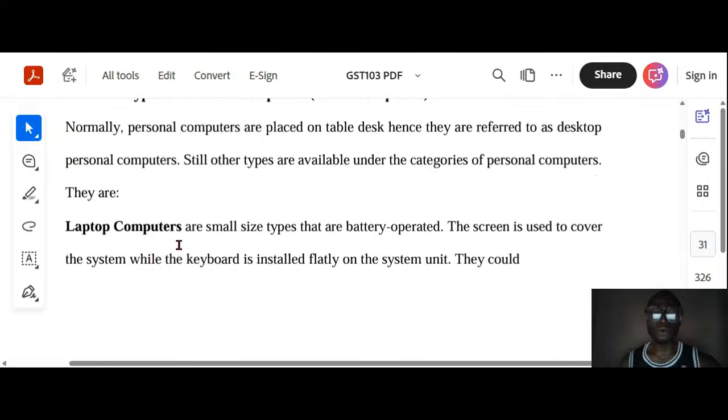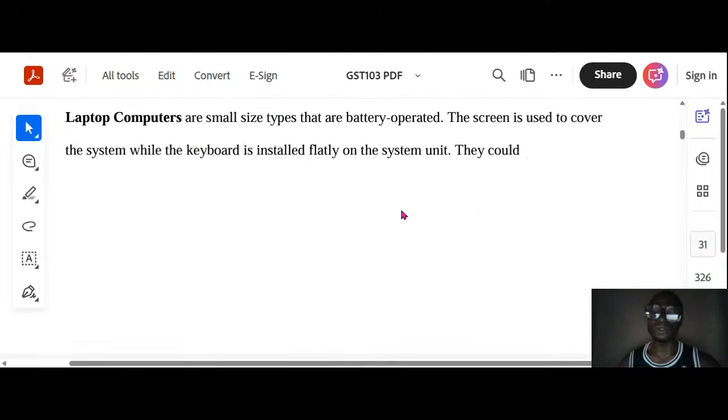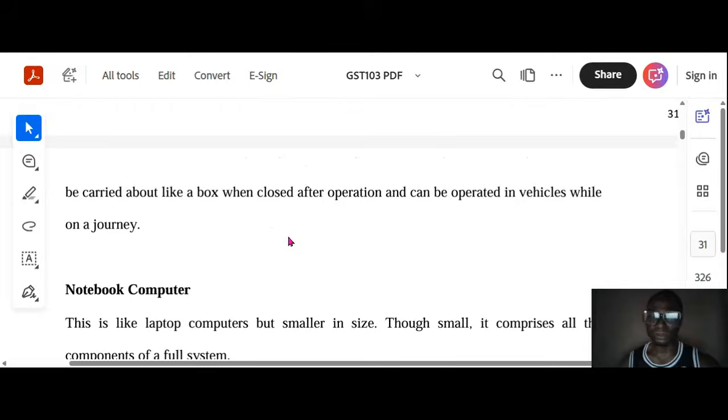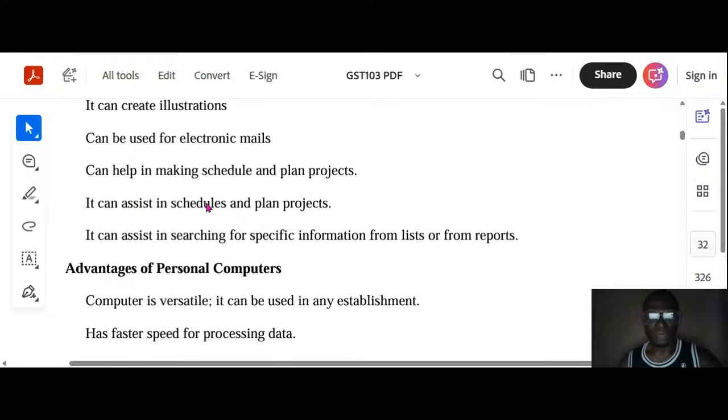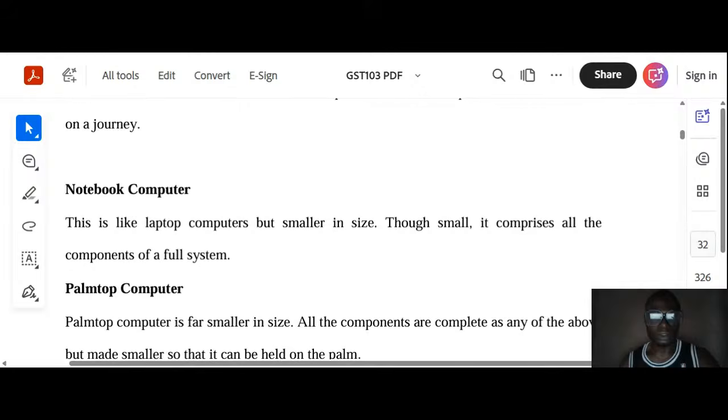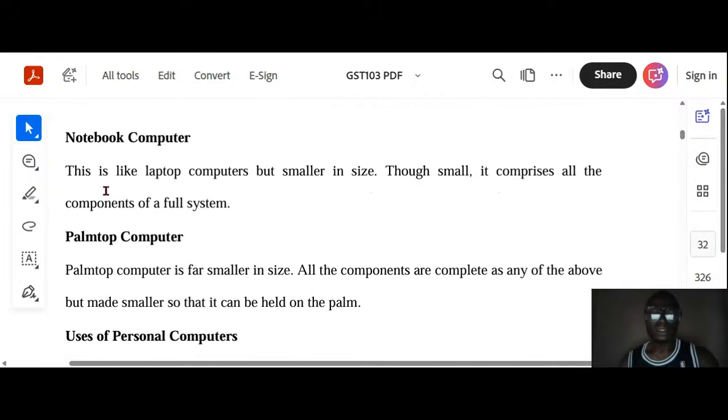They are laptop computers, which are small size types that are battery operated. The screen is used to cover the system while the keyboard is installed flatly on the system. You all know laptop. You don't need to drag on that. We have the notebook computer. I think I'm rushing. Excuse me. Sorry. We have the notebook computer. This is like a laptop computer but smaller in size. Although it's small, it comprises all the components of a full system. That means everything a system can do, a notebook computer can do.